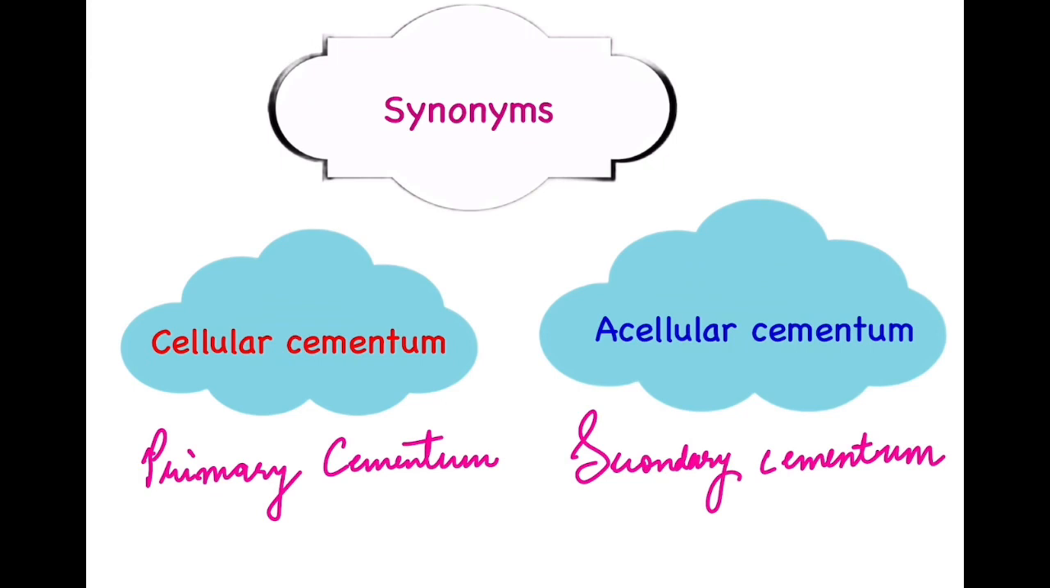Now, why are we referring to the cellular cementum as primary here? Because it is formed before the teeth reach their occlusal plane, right? So therefore, it is formed first. It is cellular, and therefore it is called primary cementum, versus the acellular cementum, which is secondary cementum, as it is formed after the tooth reaches its final position, that is the occlusal plane. Therefore, it is acellular and also known as the secondary cementum.